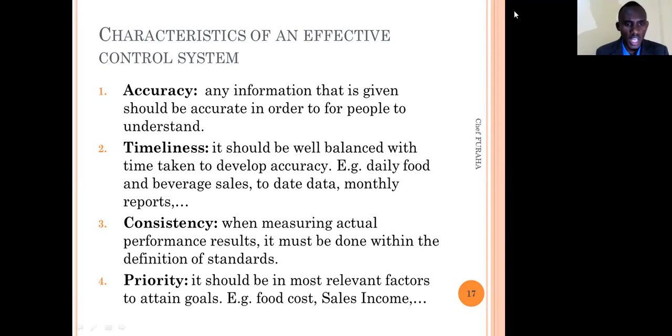Consistency. When measuring actual performance results, it must be done within the definition of standards. Anything that is done in the hotel, in the establishment, especially F&B operation, must meet our standards. It must be done within the definition of our standards.